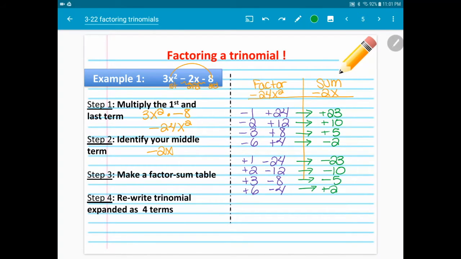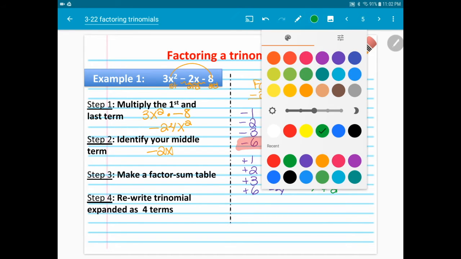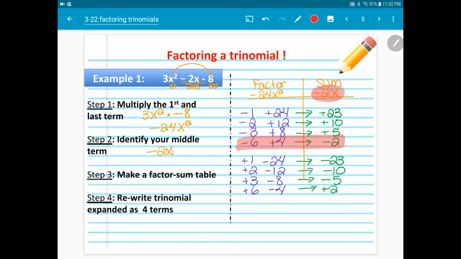All right, so now that we have our sums, we are looking for what matches with our middle term. So our middle term is the negative 2. I'm looking for that negative 2. That's right here. Now, as you get the hang of it, you don't have to list them all out. Once you identify that term, you can stop. Or if it's easy for you to identify right away without writing the list, you can also just do that. However, this list is just meant to help you.